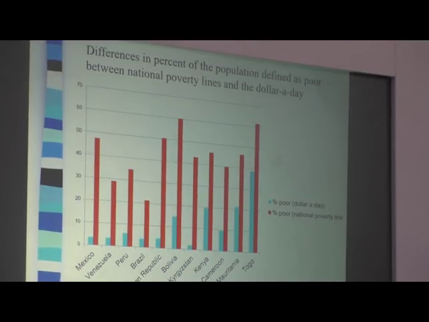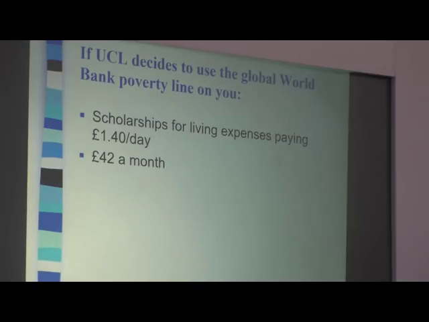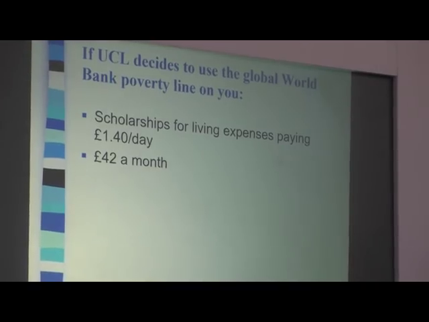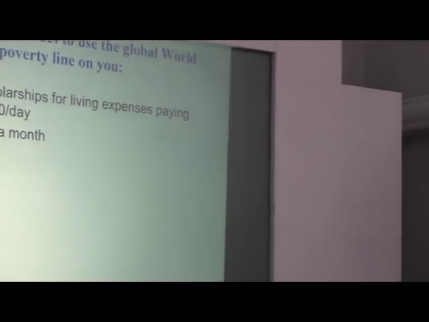Okay, if the $1 a day poverty line is valid everywhere, what about for you? What happens if your funding source decided that $1 a day was adequate because it was above the poverty line, and all of you only got £1.40 a day for all your living expenses, or £42 a month? Of course, this is ridiculous. But so is the application of this $1.40 a day poverty line to so much of the urban population in Africa, Asia, and Latin America.